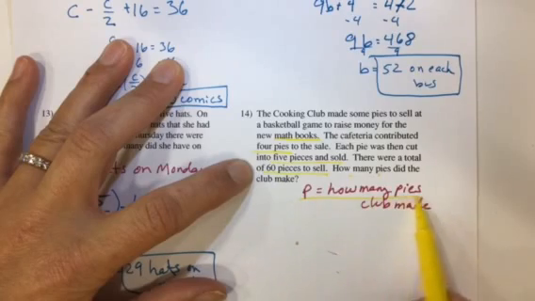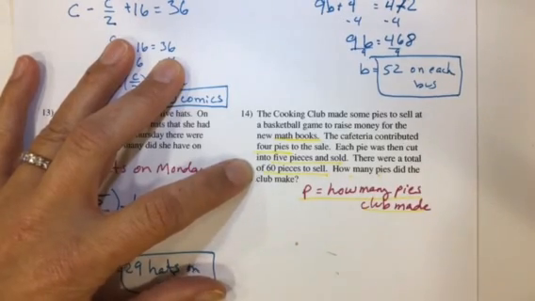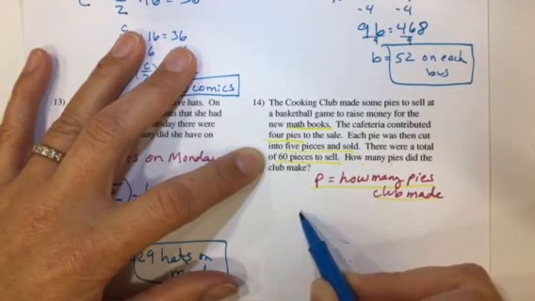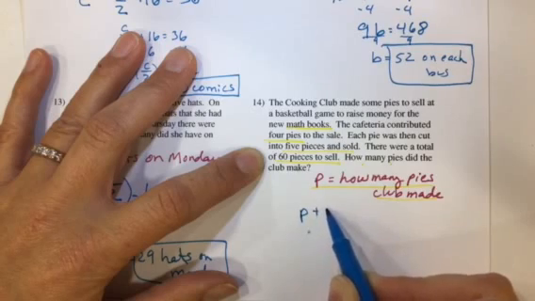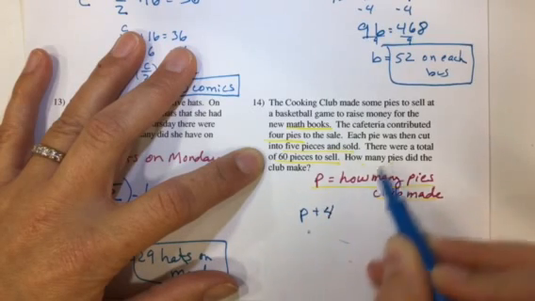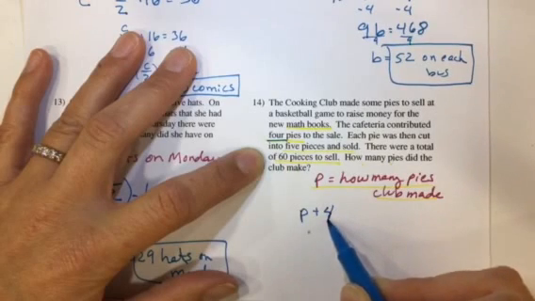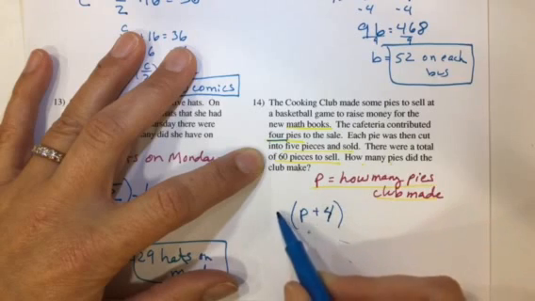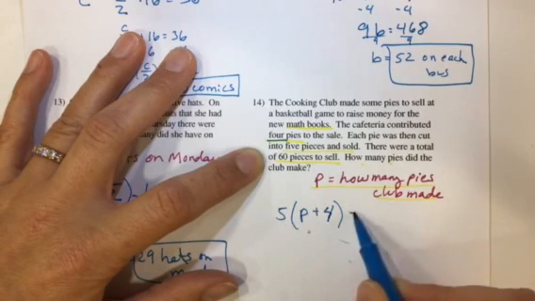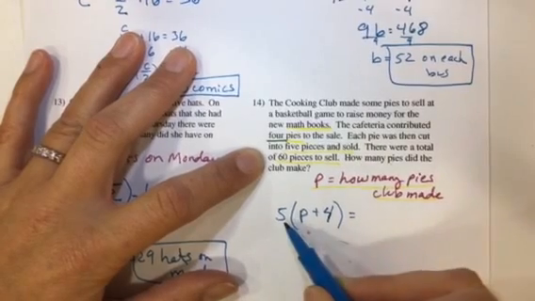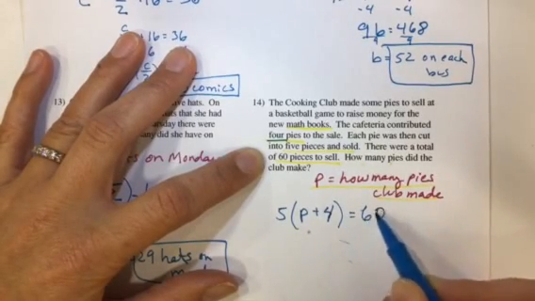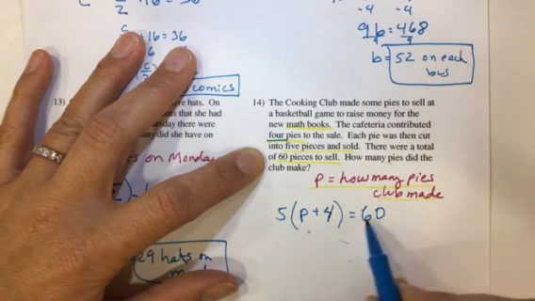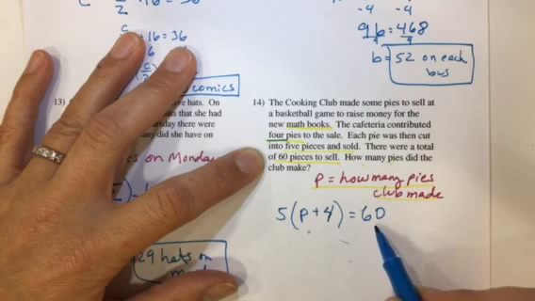So we'll set our variable equal to the question. P equals how many pies the club made. So, okay, we started out with a certain amount of pies, and then we added 4, because the cafeteria contributed 4 pies. And then we cut that into 5 pieces. So that means that for every pie, we multiplied the amount we're talking about by 5 to equal the pieces we had to sell. So all these are the pies we had. We cut them into 5 pieces, and then that amount was the pieces we sold.